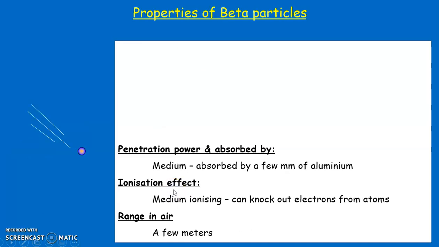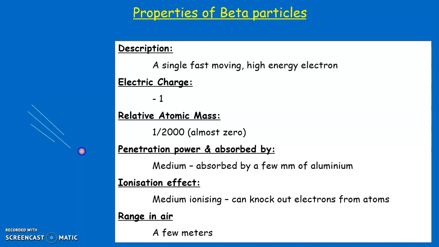Moving on to beta particles now. We can see that a beta particle, as we know from last lesson, is a single, fast-moving, high-energy electron. Because it's an electron, all electrons have a charge of -1. They're negatively charged. All electrons also have a mass of almost 0. It's so small, it's 1 over 2,000. Remember, penetration power means how strongly it can go through objects, go through material.